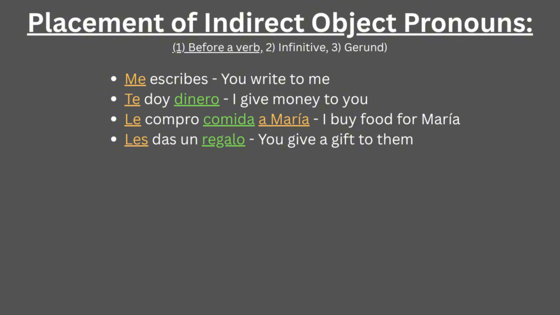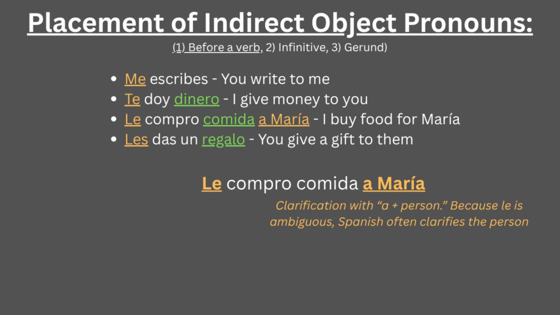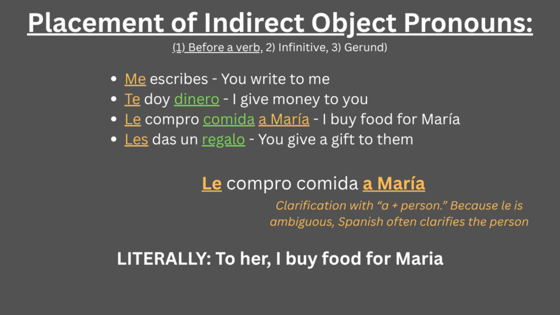Notice how some examples also have direct objects, because typically the two types of pronouns work together in context. Even so, a sentence like le compro comida can be ambiguous, because le can indicate to him, to her, and even to you, formal. To specify the person, we add a plus a person, and in this case, it's a María, to Maria. So, the sentence literally translates to, I buy food for Maria, but without the specification, le would mean to him or to her. That's why it's important to clarify the person.